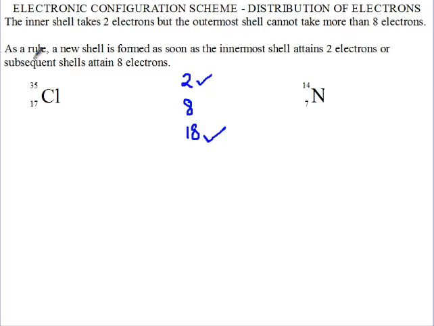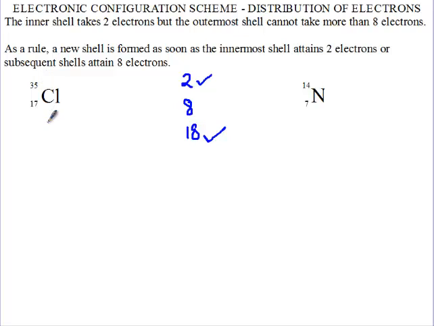Now let me explain this one. Over here it says, as a rule, a new shell is formed as soon as the innermost shell attains 2 electrons. All subsequent shells attain 8 electrons. So we're going to use chlorine as an example. Here, chlorine has atomic number 17 and mass number 35.